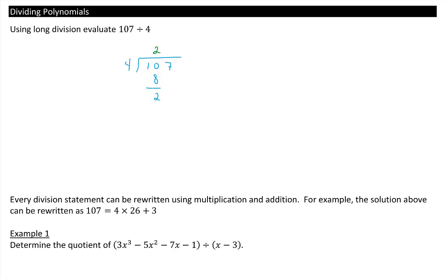Next step, we bring the 7 down, and then we say, how many times does 4 go into 27? Well, 4 goes into 27 6 times, and we know that 4 times 6 equals 24. Subtracting 24 from 27 gives us 3. When using long division, this right here is called the remainder. This is the remainder of the dividend divided by the divisor. And up here we call this the quotient.